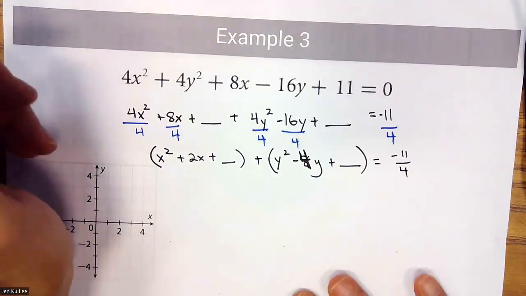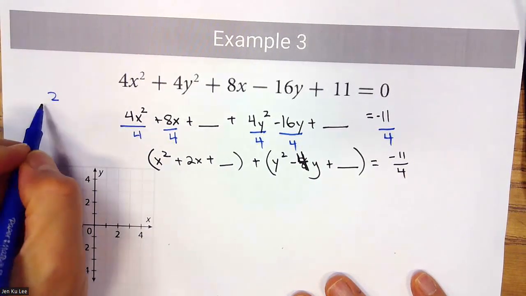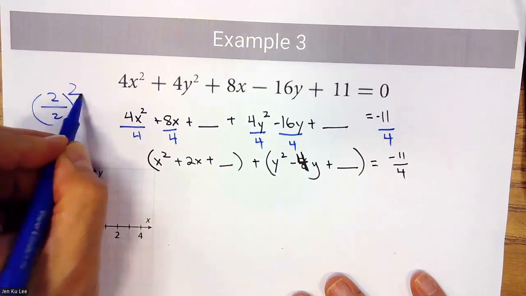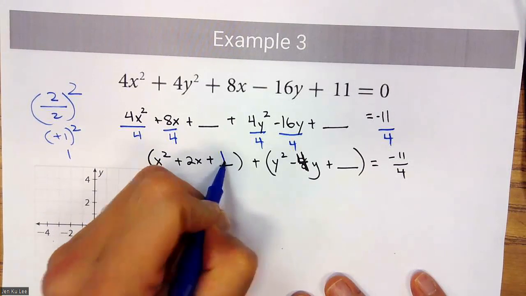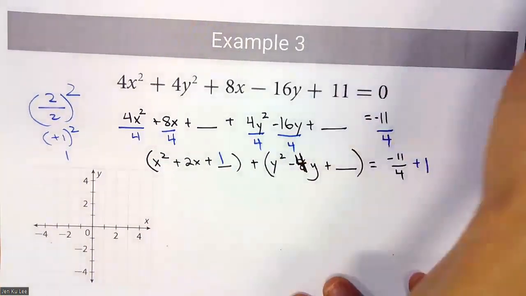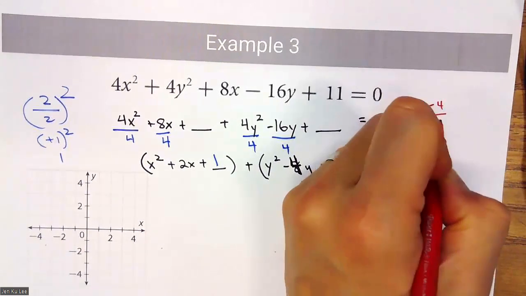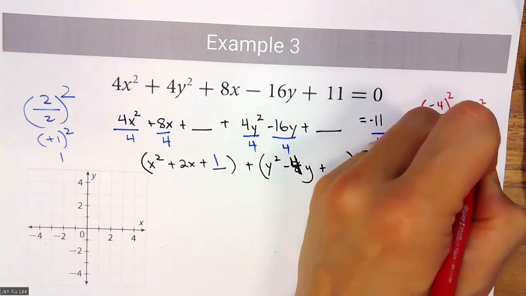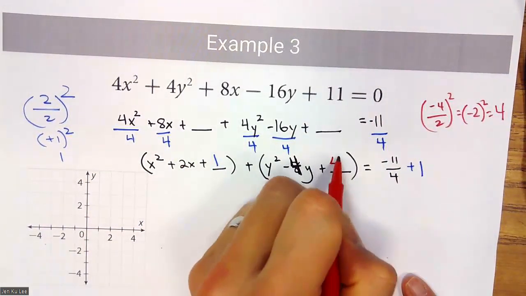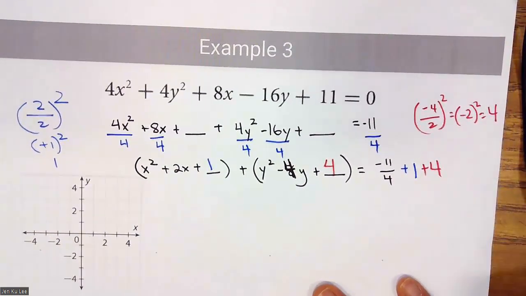All right. Completing the square: get this coefficient of 2, half it, and square it. That's a positive 1 squared, so that's 1. I'm going to add 1 here, so I'm going to simultaneously add 1 here. Right? Get the negative 4, do the same steps, half it, and square it. That's negative 2 squared, so that's 4. So I'm going to add 4 here, and then add 4 here. Right?